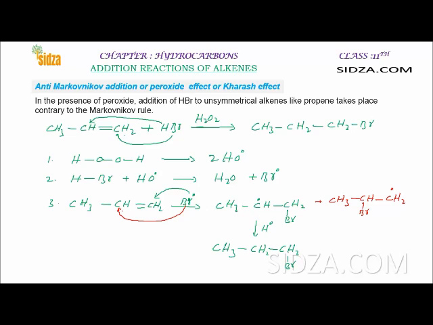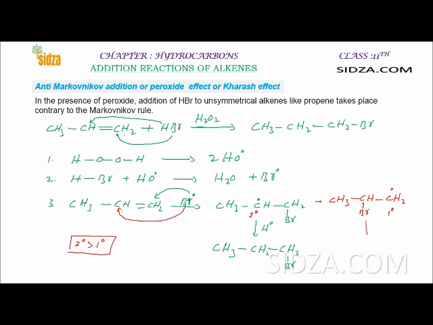But this free radical is what? This is a 1 degree free radical, and this one is a secondary free radical, and we know the order of stability of free radicals is that secondary is more stable than primary. So that's why the major product comes from the secondary free radical, and that's why the Br will attack on the terminal carbon, and over here this will be a minor product.